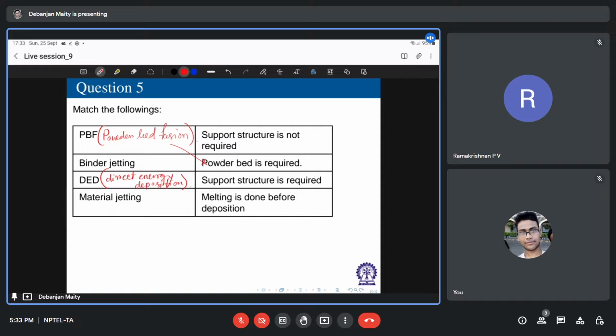And if you see binder jetting, in binder jetting what happens is materials are selectively deposited onto the powder bed, bonding these areas to form a solid part, right? The common materials can be metals, sand, or ceramics in granular form. So in binder jetting, there is no need of support structure, and even in powder bed fusion also, any support structure is not required.